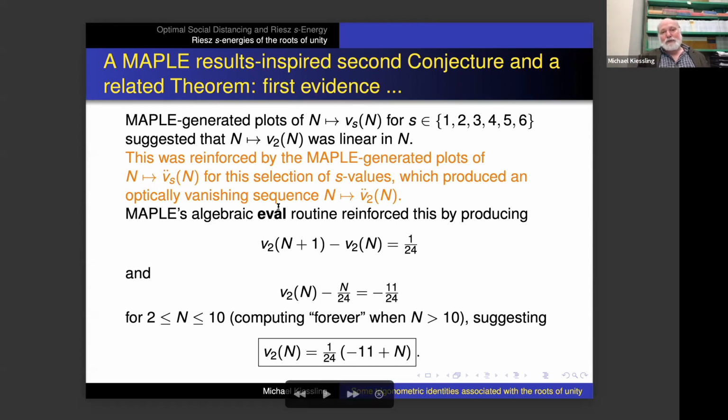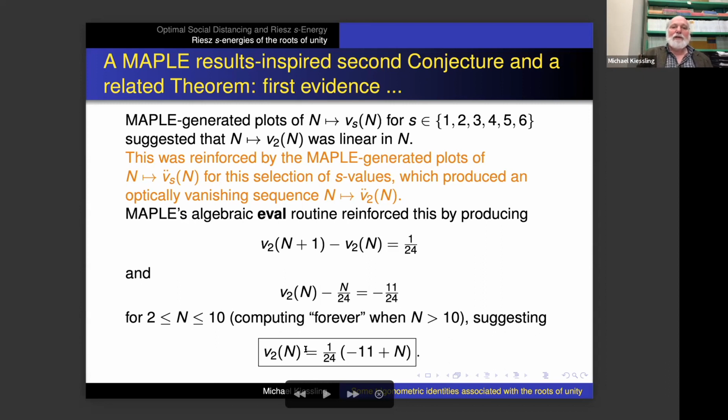Namely, as I told you, the map for V sub 2, that means S is 2, looked linear in N. So, okie doke, you use Maple and actually look at the difference, what's the slope, and it always comes out for many values of N to be 1/24. And then you subtract N over 24 from this computation of V sub 2 of N, and you get always -11/24. So, wow, here is your computer-generated linear function for V sub 2 of N.